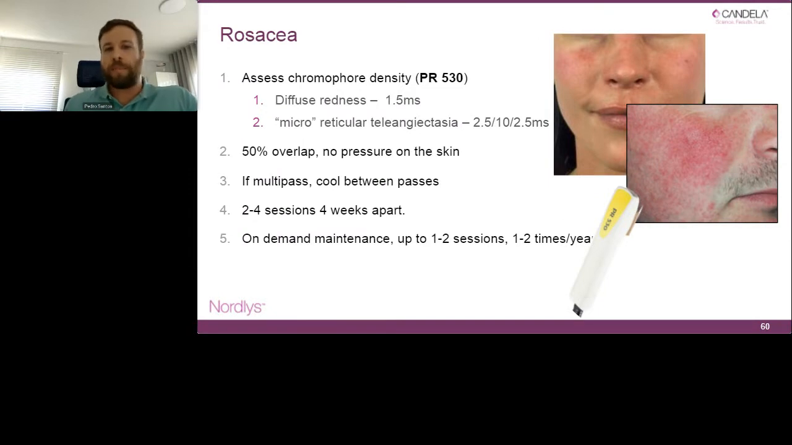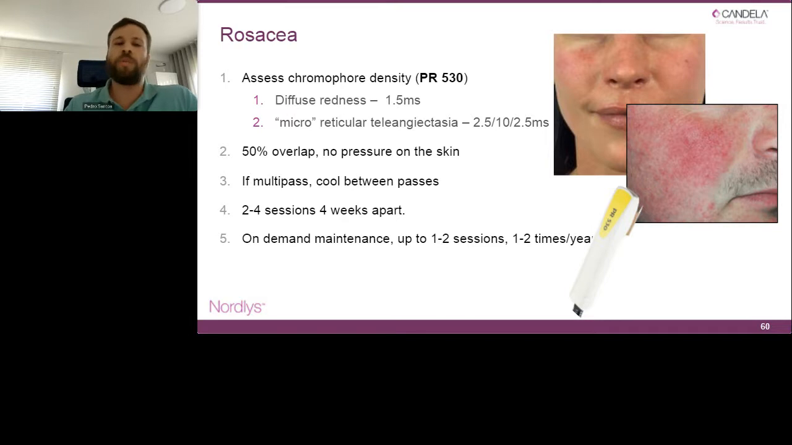On the treatment, we should first of all address and assess the chromophore density. If we have a diffuse redness or a microreticular telangiectatic pattern: if we have a diffuse redness, we should go for the 1.5 milliseconds setting. And if we have this microreticular network, we should go for the double pulse of 2.5 milliseconds with 10 milliseconds of delay between them.